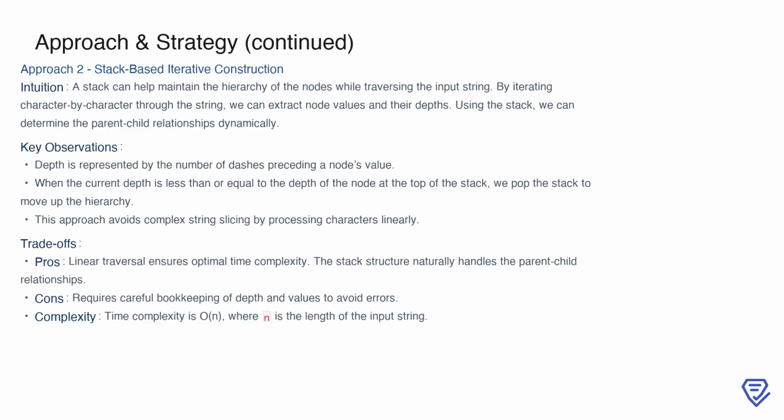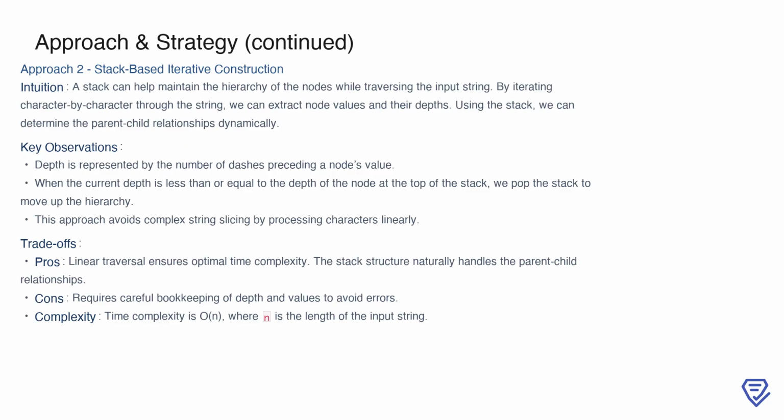An alternative and more efficient method involves using a stack for iterative tree construction. The stack helps us maintain the hierarchy of nodes as we process the input string character by character. Here, the number of dashes before a node's value indicates its depth, which allows us to dynamically determine parent-child relationships.